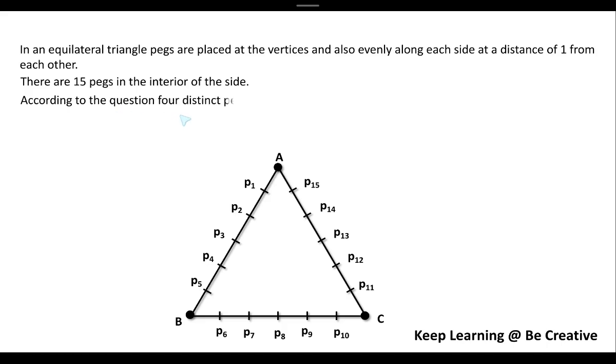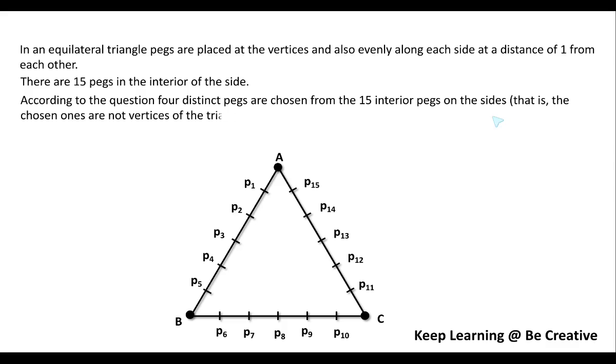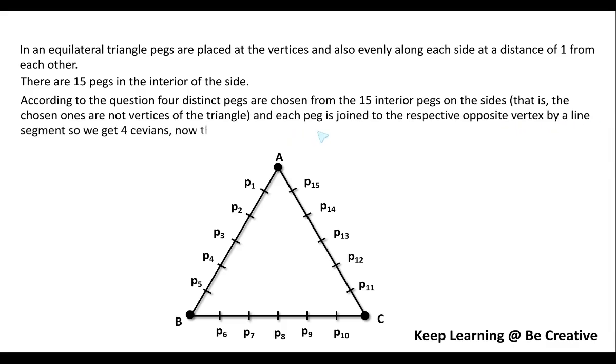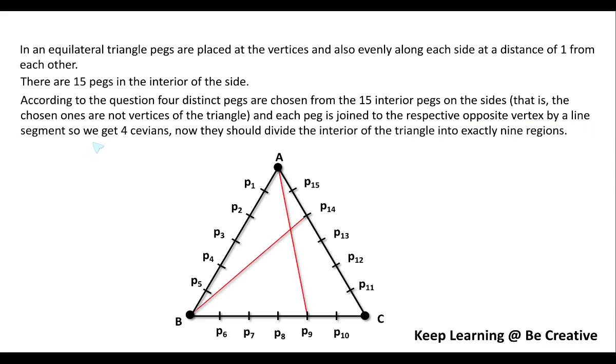Now, according to the question, 4 distinct pegs are chosen from the 15 interior pegs on the sides and not from the vertices. That is what we have to remember. And each peg is joined to the respective opposite vertex by a line segment. So in this case, we are going to get 4 Cevians. Now, these Cevians should divide the interior of the triangle into exactly 9 regions, as shown here.